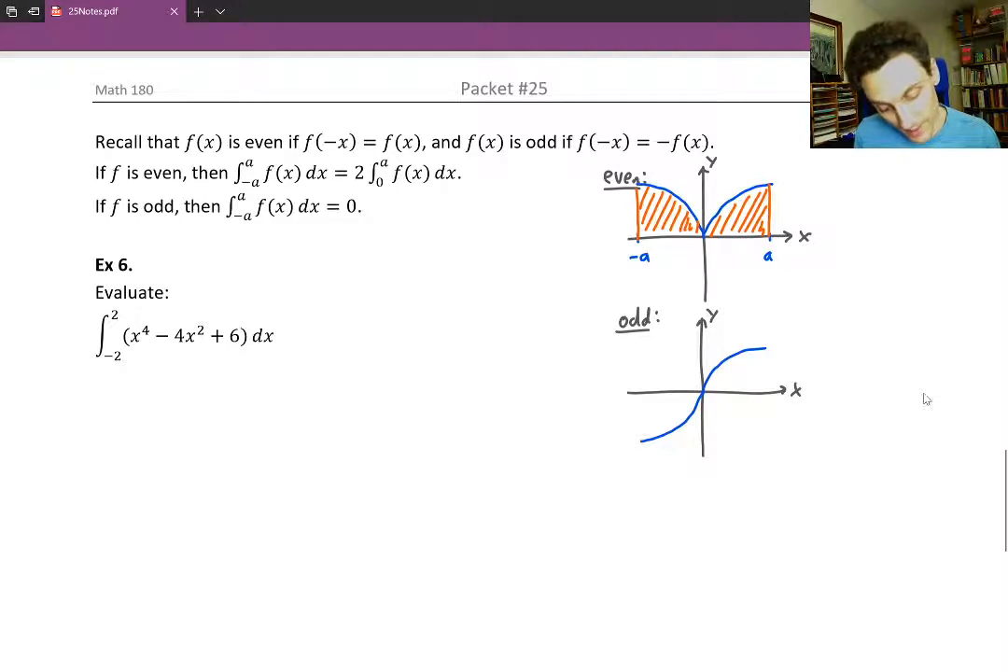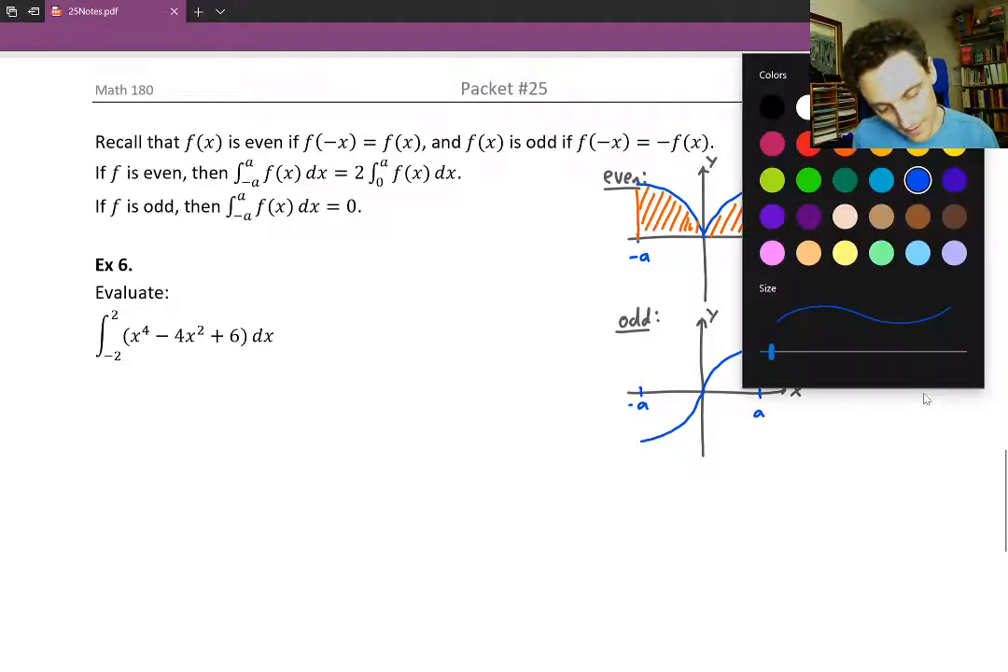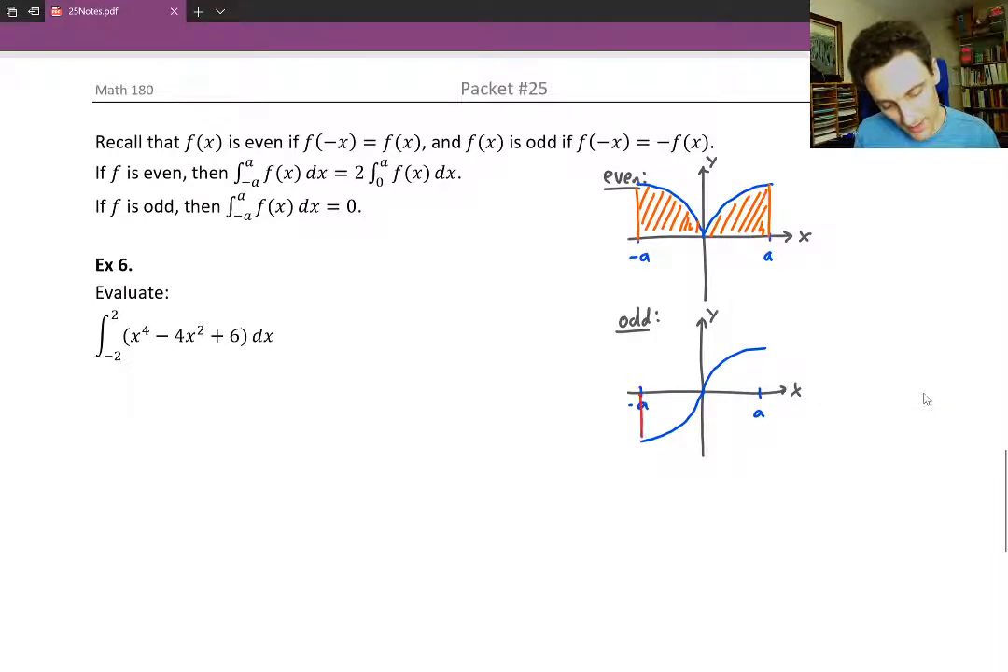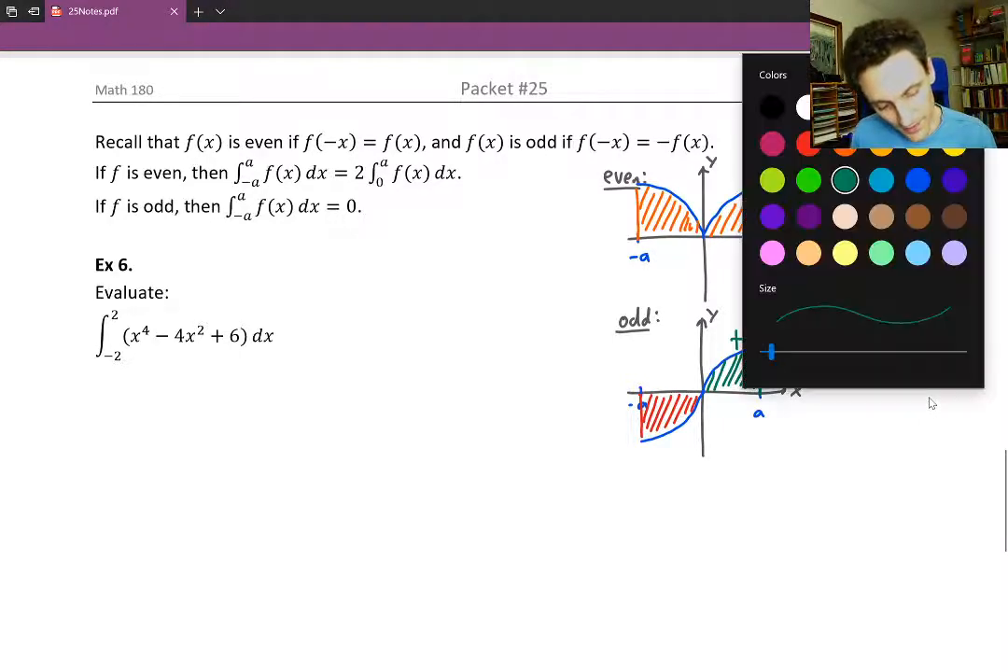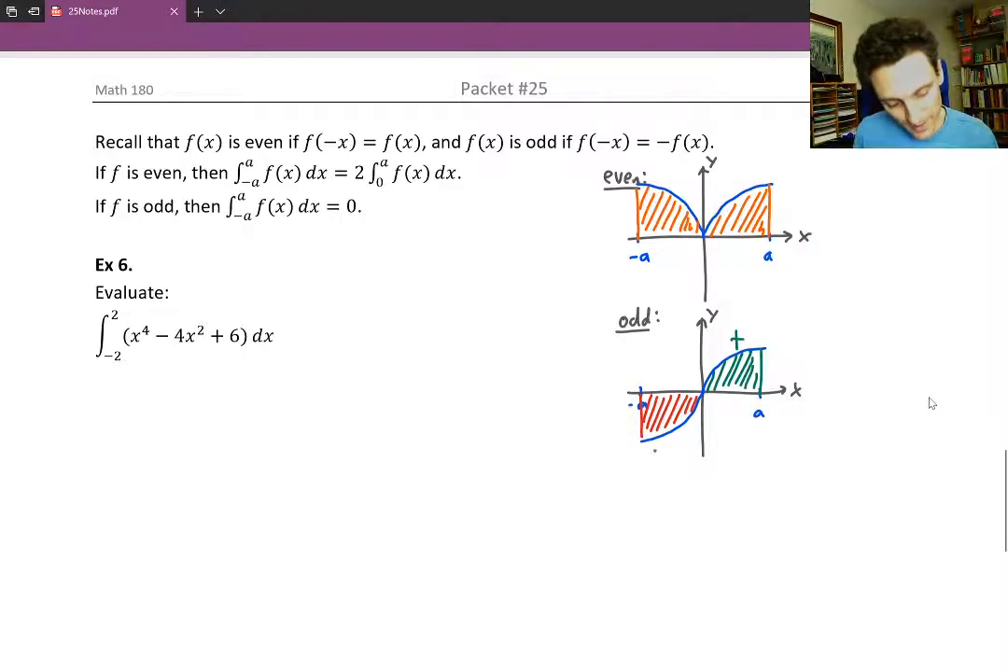So now here, if we're looking at the integral from negative a to a, notice that this area from negative a to 0 and this area from 0 to a are going to be the same but opposite signs. Here you're going to get positive area because the function's above the x-axis, and here you'll have negative area because the function's below the x-axis. And they'll be exactly the same in magnitude, but just opposite signs. So when you add them together, you're going to get 0.